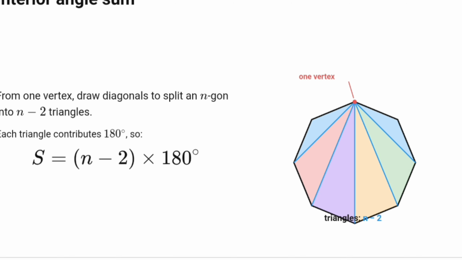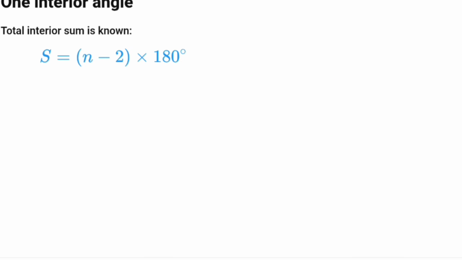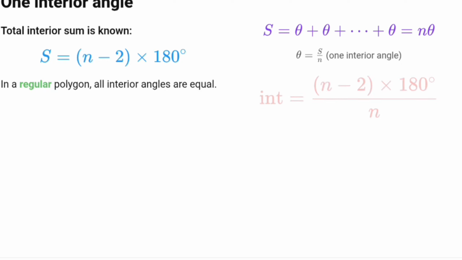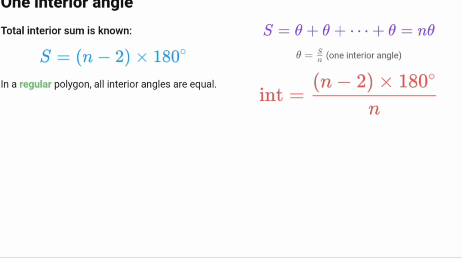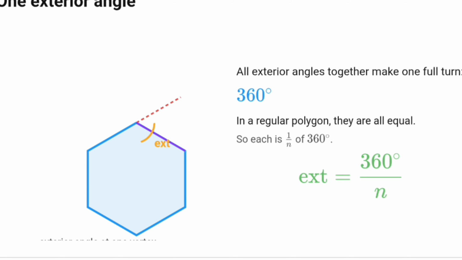With the total interior angle sum known, regularity lets the total be shared equally among all n angles. One interior angle is (n minus 2) times 180 degrees divided by n. Because the exterior angles of any polygon make one full turn, their total is 360 degrees. In a regular polygon, they are all equal, so one exterior angle is 360 degrees divided by n.